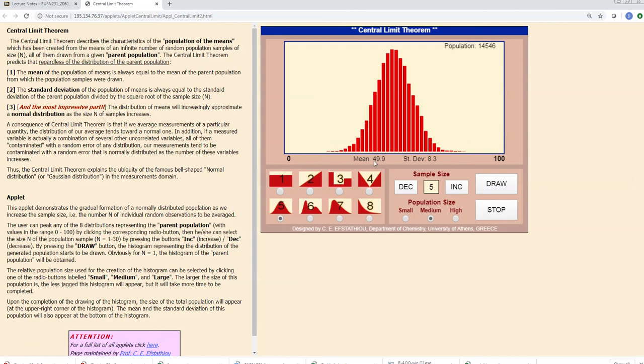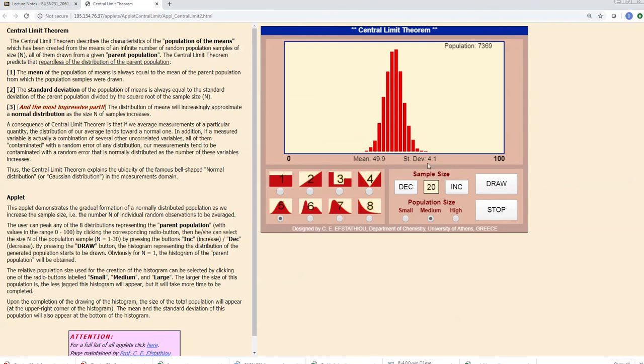So the mean remained about the same, right? It's not exactly the same because it takes random samples, but it was 50.1 or something like that, 49.9. Sigma, though, decreased. It was 18 point something, and now it's 8.3. And the distribution, I want to point out, is normal, and before that, it was normal as well. How about if I increase it to 10 and draw a bunch of samples? The mean doesn't go anywhere, it stays about the same, but the standard deviation goes down from 8.3 to 5.8, and the distribution is normal. What if I make it 20?